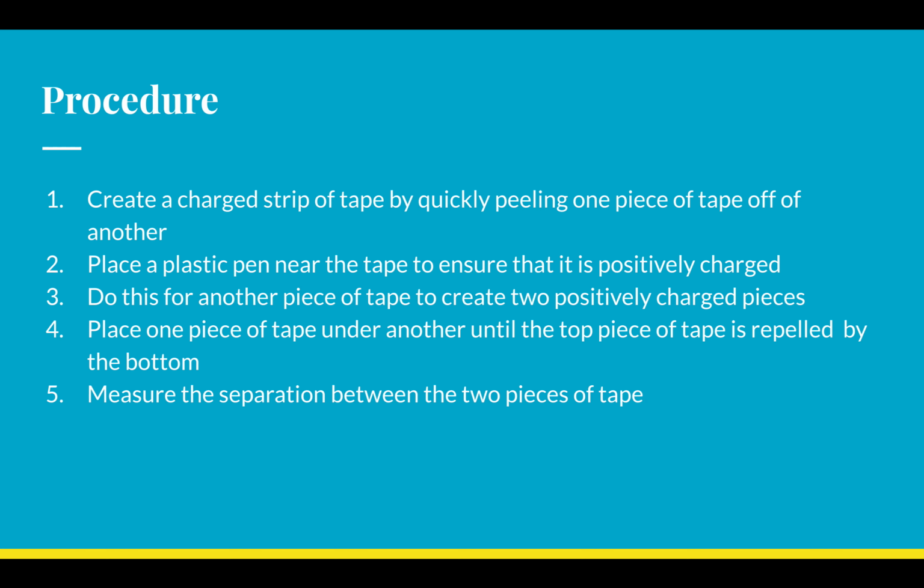In order to ensure that it was positively charged, we put a plastic pen, which is known to have a slightly negative charge, near it, and as it was attracted, we knew that this was a positively charged piece of tape. We did this for two pieces of tape to create like-charged pieces of tape. Then we put one piece of tape under another, and we slowly let the top one go down until the top piece of tape was repelled by the bottom to an extent that it began to float. And then we took that separation between the two pieces of tape and recorded that as our r vector, the distance between the two charges.